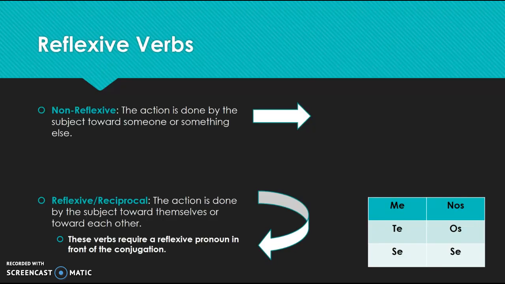Reciprocal. So with the reflexive reciprocal verbs, we need to make sure that in front of our verb conjugation, we have a me, te, se, nos, os, or se. And these verbs are really identifiable because they generally have a se at the end of the infinitive form. Because these are the verbs that are commonly reflexive. But you can make a verb like hablar reflexive.